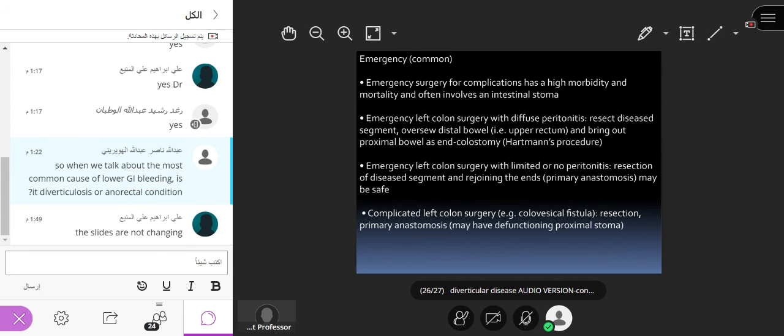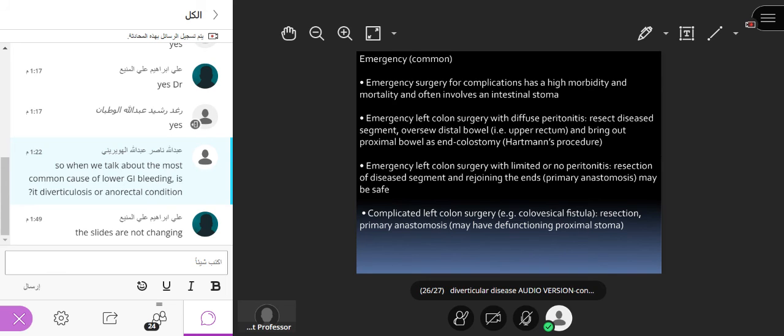After some time, you do the procedure again, join the rectum with the descending colon, and close the colostomy. In emergency left colon surgery with limited or no peritonitis, you resect the diseased segment and rejoin the bowel. So if infection is not that much and fecal matter is not that much, then you can do a primary anastomosis. Otherwise it is better to do the Hartmann procedure, which is a safe procedure compared to primary anastomosis because that can leak.